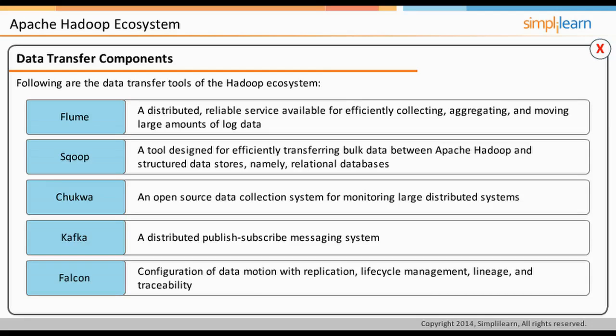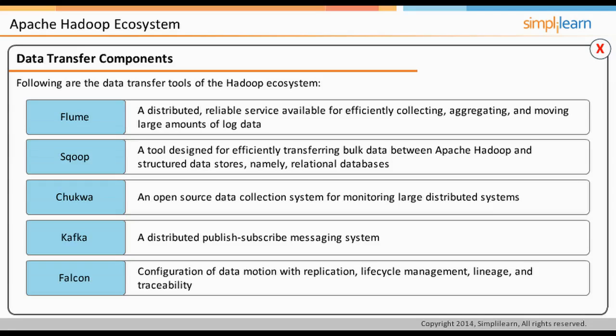Now we will focus on the data transfer components, which are Flume, Sqoop, Chukwa, Kafka, and Falcon. Flume is a distributed, reliable service available for efficiently collecting, aggregating, and moving large amounts of log data. Sqoop is designed for efficiently transferring bulk data between Apache Hadoop and structured data stores, namely relational databases.